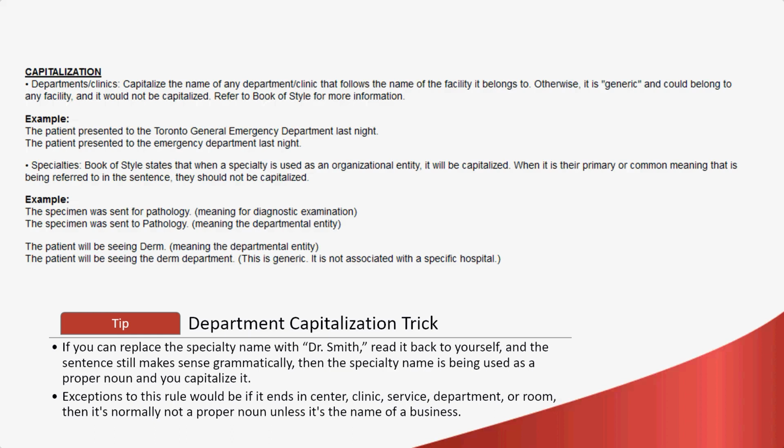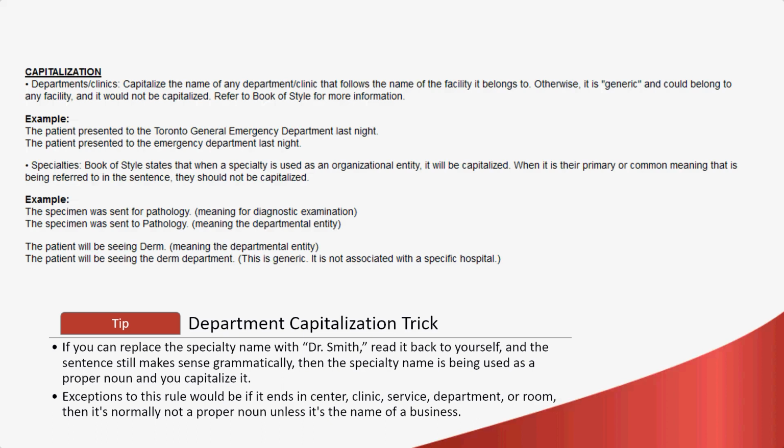But if it doesn't follow the name of the place where it's located, it's generic. It could be any facility, and you don't cap it. So the trick at the bottom there, this is something I was taught when I worked, it's now called Acuity, it was called a modal at the time. So when that department name or specialty name is out on its own in the sentence, then you're going to replace it with Dr. Smith in your head. You could use your own name if you want and read it back like that.